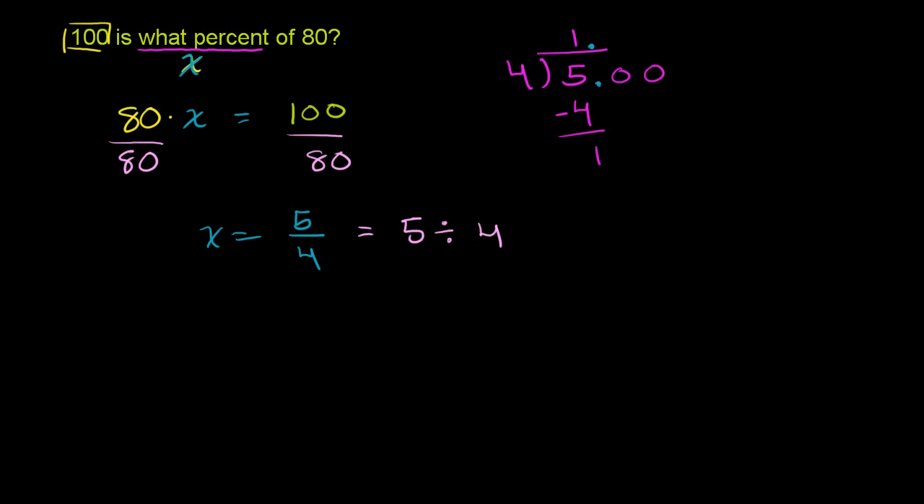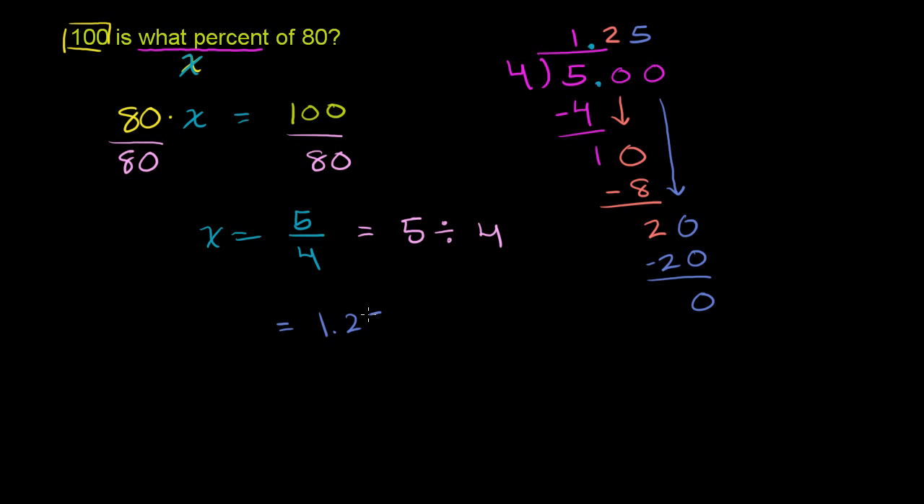So you bring down the next 0. 4 goes into 10 two times. 2 times 4 is 8. You subtract. 10 minus 8 is 2. Bring down the next 0. 4 goes into 20 5 times. 5 times 4 is 20. Subtract, no remainder. So this is equal to 1.25. 5 over 4 is the same thing as 5 divided by 4, which is equal to 1.25.